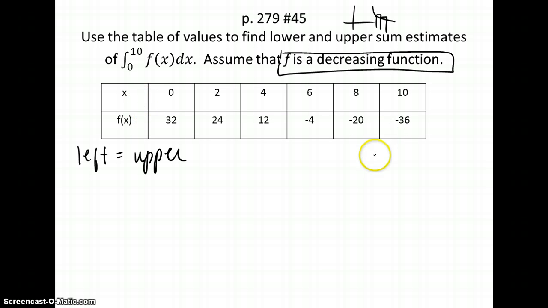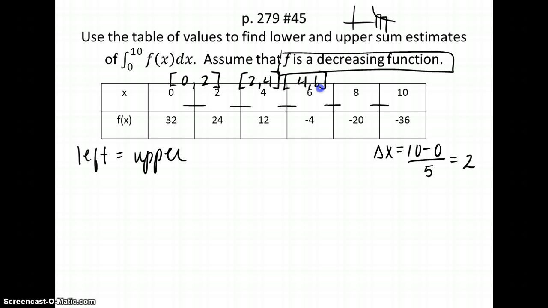Now, where does delta x come from? Delta x comes from b minus a over n, and looking at the table we have 1, 2, 3, 4, 5 intervals here. So using the table of values is going to determine how many intervals we have to approximate. The width of each interval is going to be 2 units. So what are our intervals? Our intervals are from 0 to 2, 2 to 4, 4 to 6, 6 to 8, and 8 to 10.